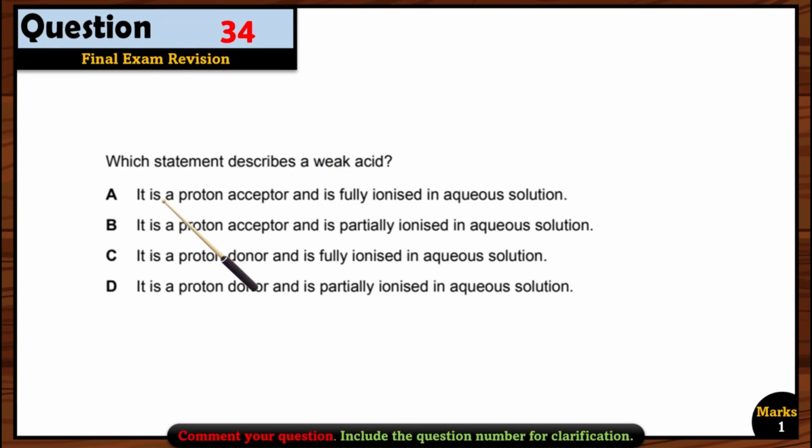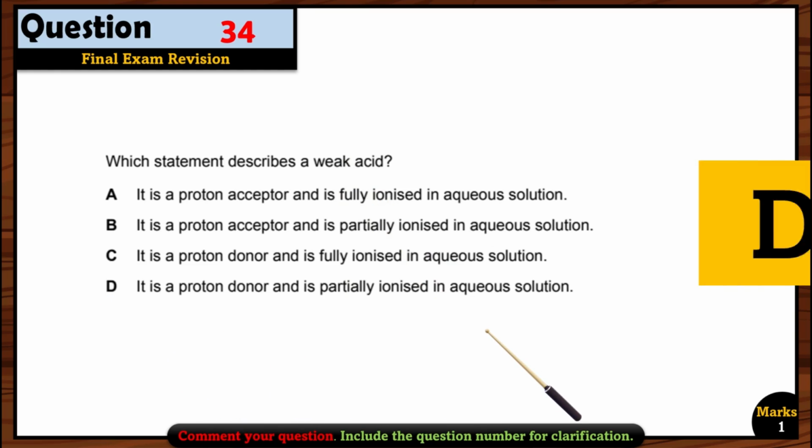Let's see question 34. Which statement describes a weak acid? It is a proton acceptor. Wrong. Acids are always proton donors, so option C and D can be right. Now let's see for the weak. Weak acids always partially ionize. They don't fully ionize, so that's why option D is the right option. Proton donor and partially ionized.